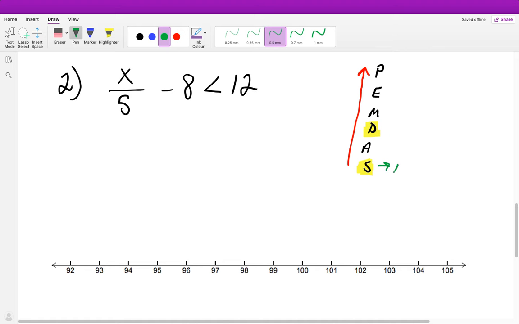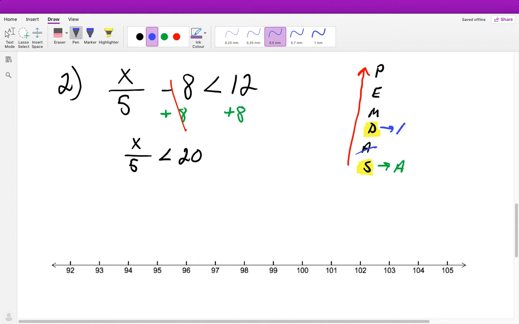And to get rid of subtraction, I know I need to do addition. So the first thing I'm going to do is add 8 to both sides, because minus 8 plus 8 is going to give me 0, so it will get rid of our minus 8, our subtraction. So now I'm left with x over 5 is less than 20. All right, and now I know already, because I wrote this off to the side, that I don't need to worry about addition. The next one is going to be division.